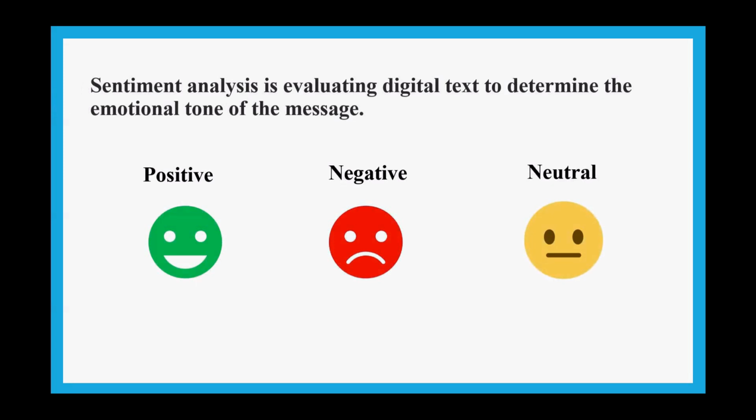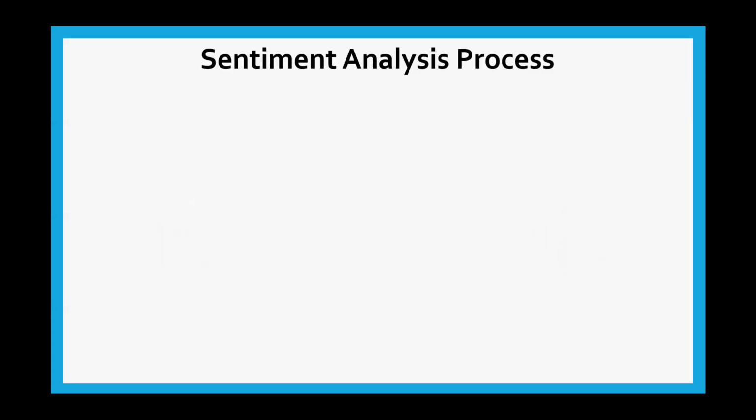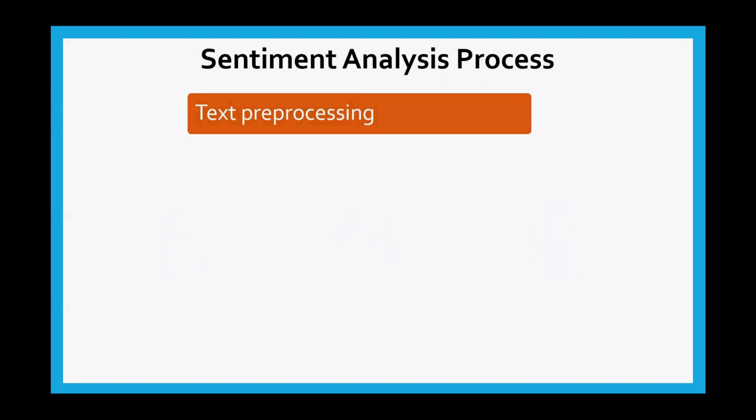Sentiment analysis is a use case of NLP, that is natural language processing, and it comes under the category of text classification. So we need to see the steps involved in sentiment analysis. The first step is text pre-processing. Here we remove irrelevant information from the text such as special characters, punctuation and stop words.